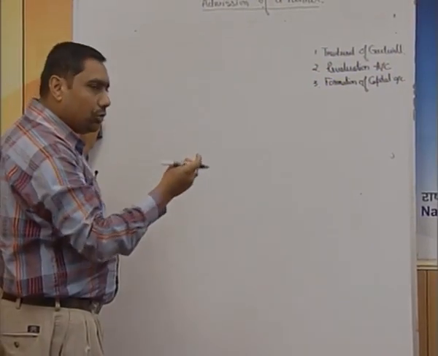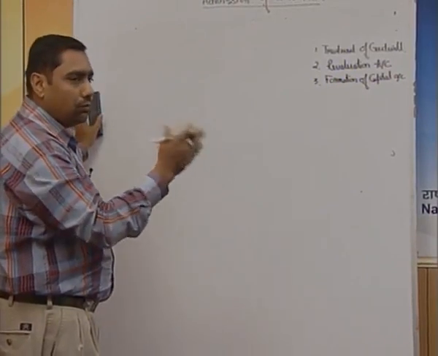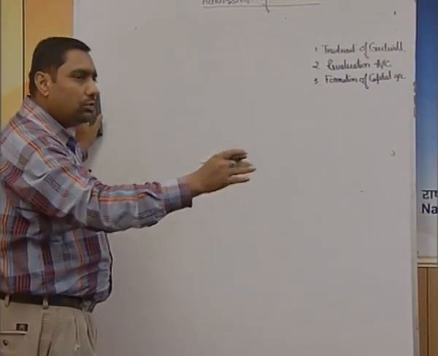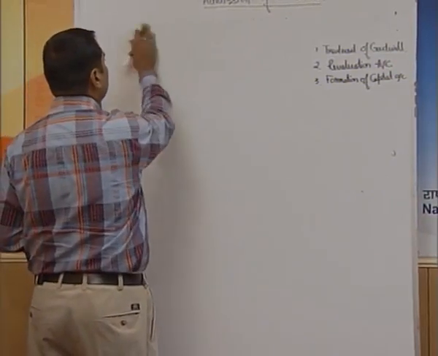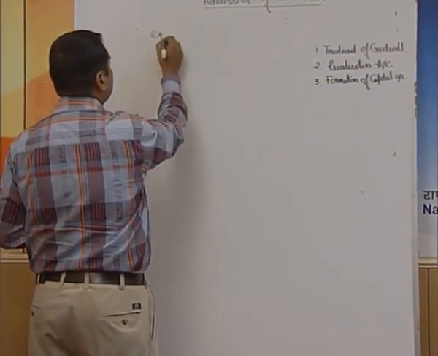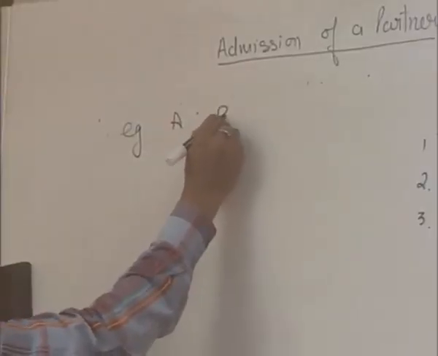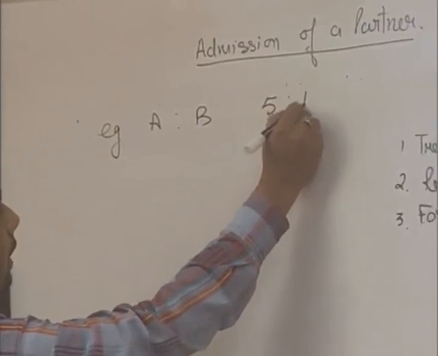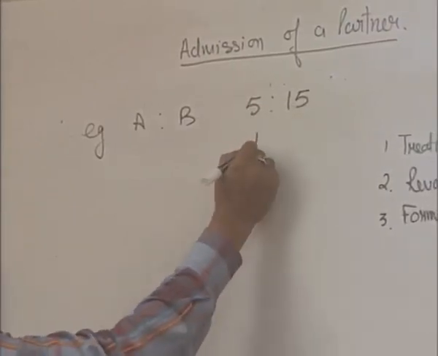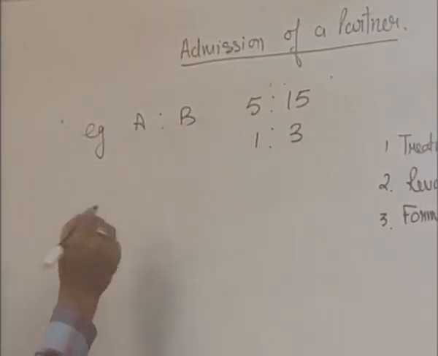If half of the goodwill is withdrawn, pass the entry with the half goodwill. If the whole of the goodwill is withdrawn, pass the entry with the whole goodwill. I will explain with the help of an example. There were two partners A and B. They were sharing the profit in the ratio of 5:15. We can reduce it further to 1:3.